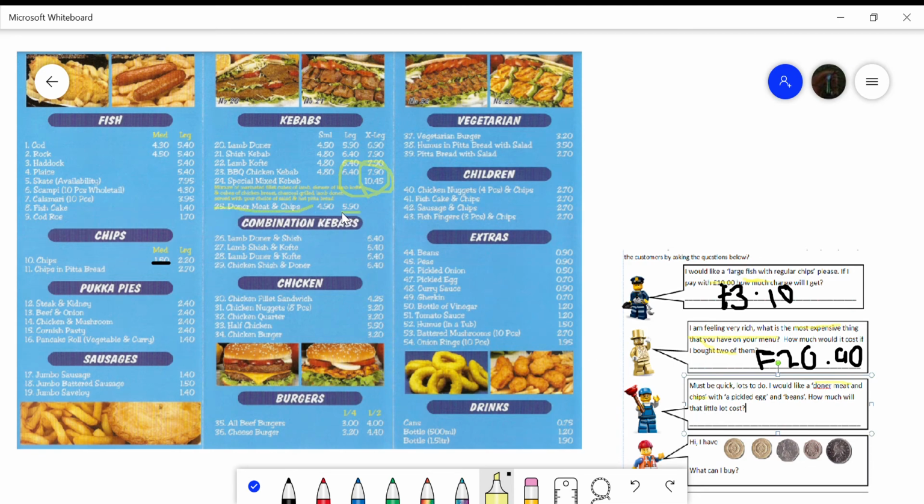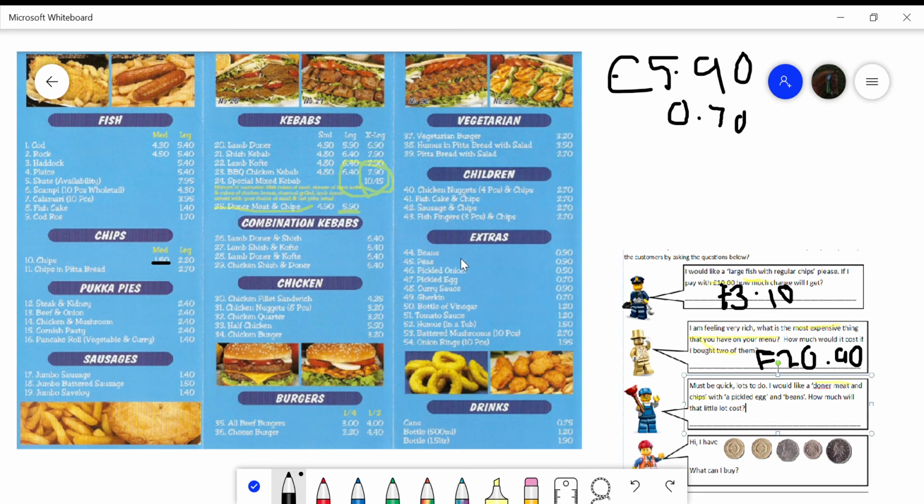I'm going to assume that he wants a big doner meat and chips, so that's £5.90. Let me just write that here. Let me make some notes. £5.90. Okay, and then he wants a pickled egg. A pickled egg, so that's an extra. So here we go, pickled egg, that is 70p. So I'm going to line it up, remember, 70p. There we go. And then we want beans as well.